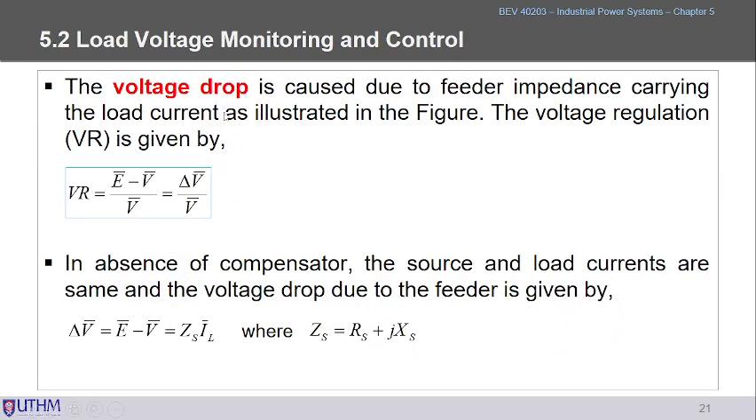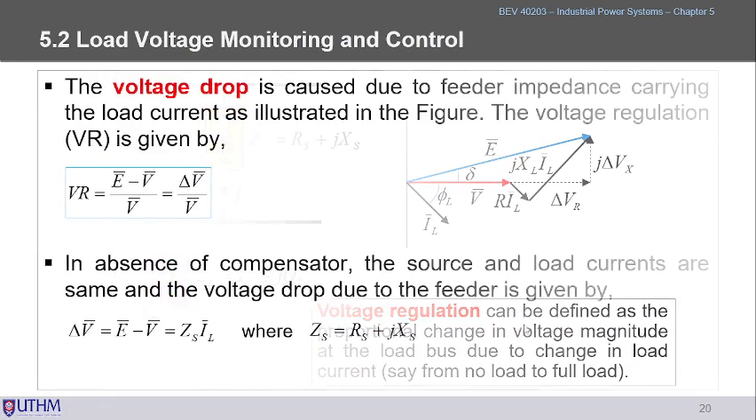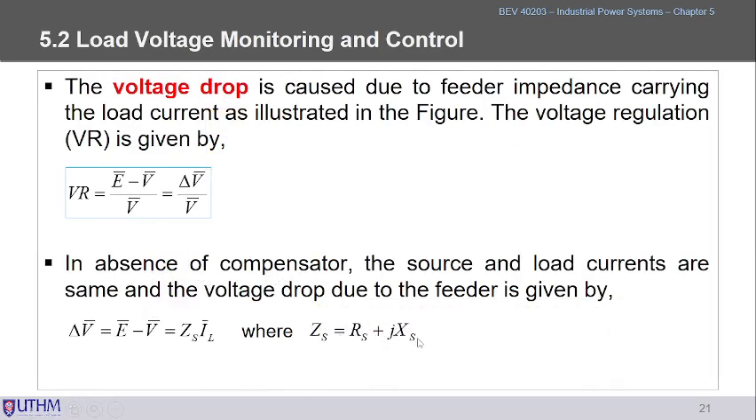So the voltage drop is defined: VR is the voltage regulation, equal to E minus V divided by V. Or E minus V is equal to del V, so del V divided by V. Without compensation, the source and load currents are the same, and the voltage drops due to the feeder. We can use IL to calculate it. Del V is equal to E minus V, or equal to IL multiplied with ZS, the impedance of the feeder here. So ZS is RS plus jXS.